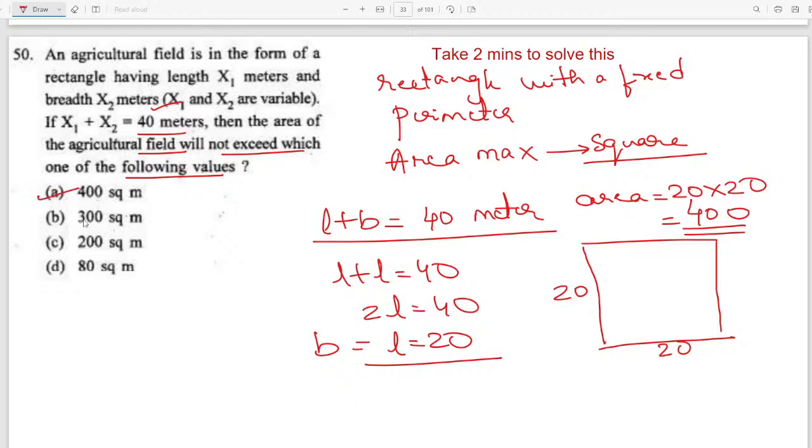I hope this is clear. If anyone has any doubt, you can post your query in the chat section. If things are clear, we'll move to the next question.